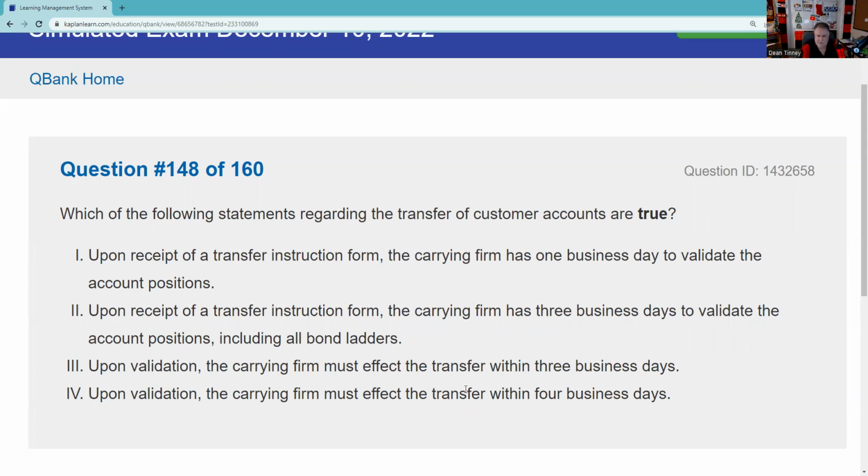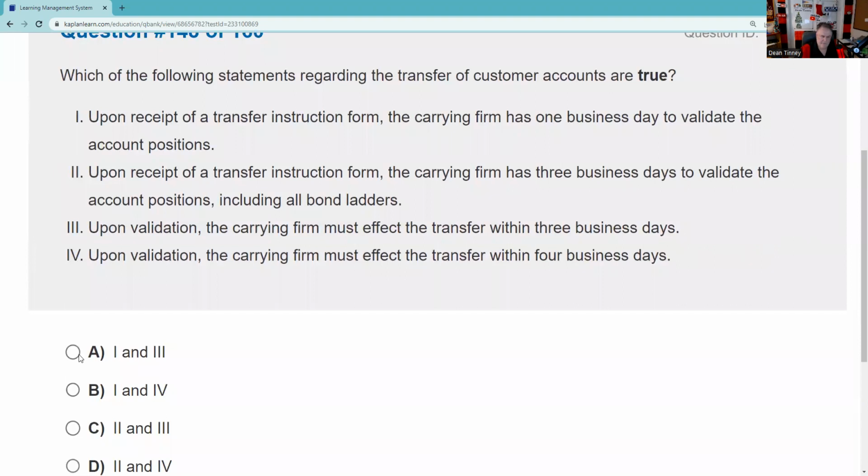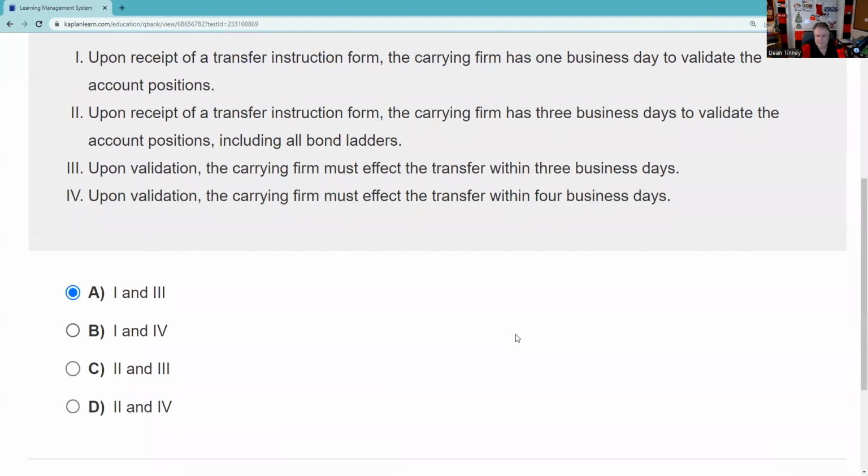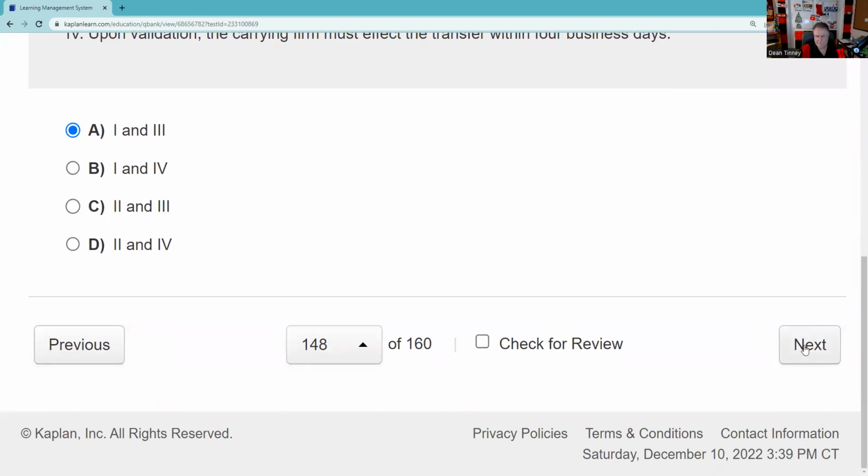Upon receipt of transfer, the carrying firm has 3 business days to validate, including all bond letters. I have no idea why that's even in there. Upon validation, the carrying firm must effect the transfer. There we go. This is very testable. 1 and 3. Very testable. Upon validation, 3 business days to do the transfer.